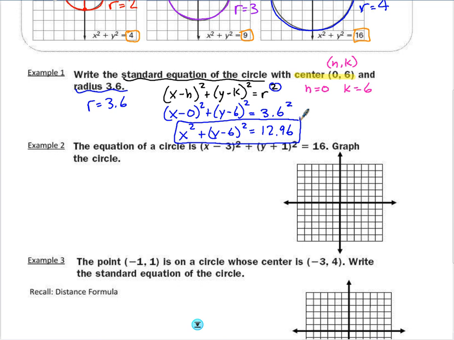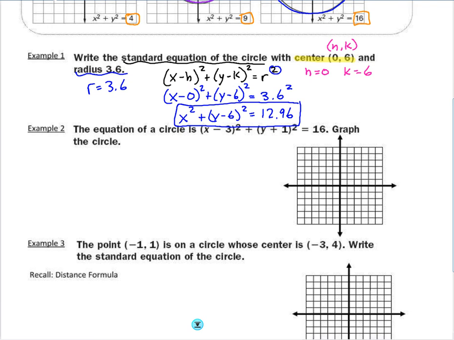Example 2, we're going to find the equation. We're given the equation of a circle, and we're asked to graph the circle. So to graph it, I need two things. I need the center, (h, k), and I need the radius, r.